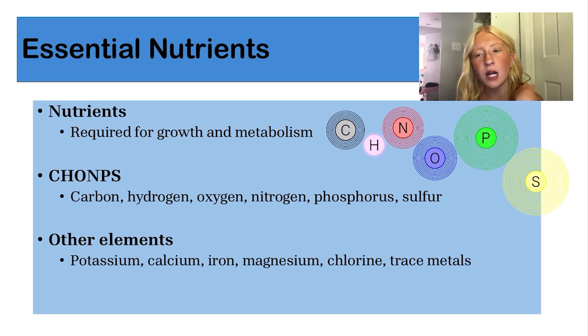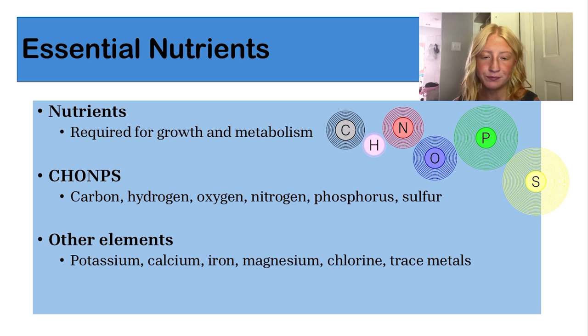So nitrogen is essential for nucleic acids and proteins, and phosphorus for ATP. And then without these, the microorganism would not grow or reproduce. It would just basically just be there. So then there are also other elements that microbes require, but in much smaller amounts, like potassium, calcium, iron, magnesium, chlorine, and then there are also trace metals.